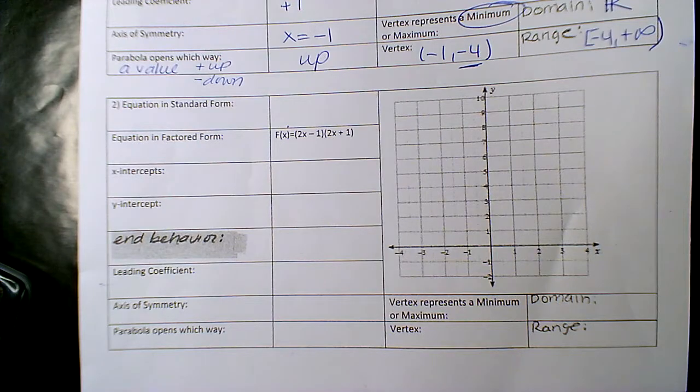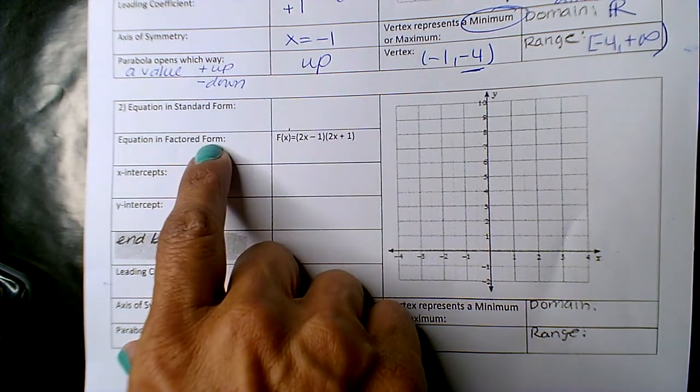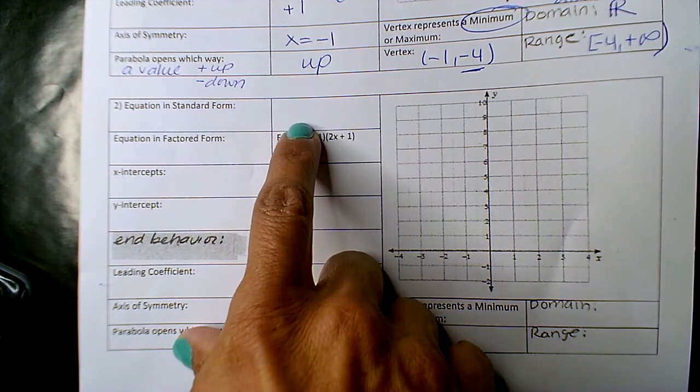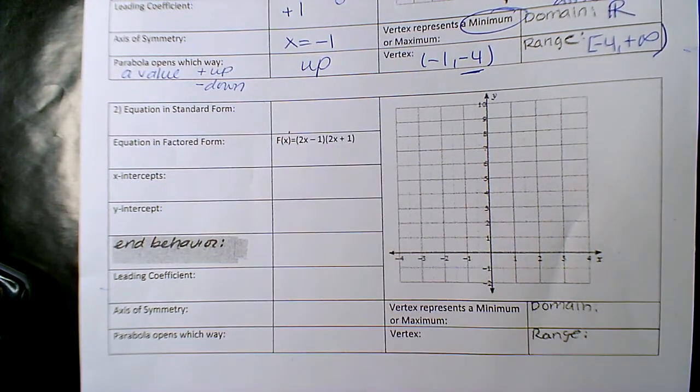Okay, so we'll take this factored form and we're going to expand it, which means foiling it, and we're going to clean it up, combine like terms, and we're going to get it into standard form. I need a pen.